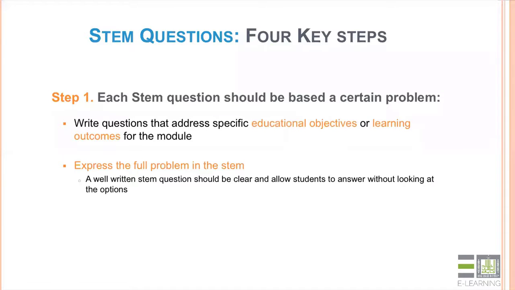As a guide, it's useful when you're writing your question to ask yourself, would a student be able to answer the question without looking at the list of alternatives? And if the answer to that question is no, then your STEM question isn't clear enough, and then you may want to reword or rephrase that STEM question so that when they read the question, they should be able to answer it without having to look at the list of alternatives.